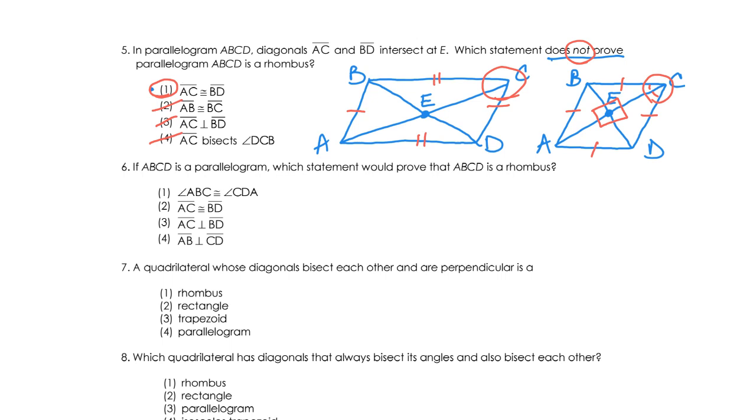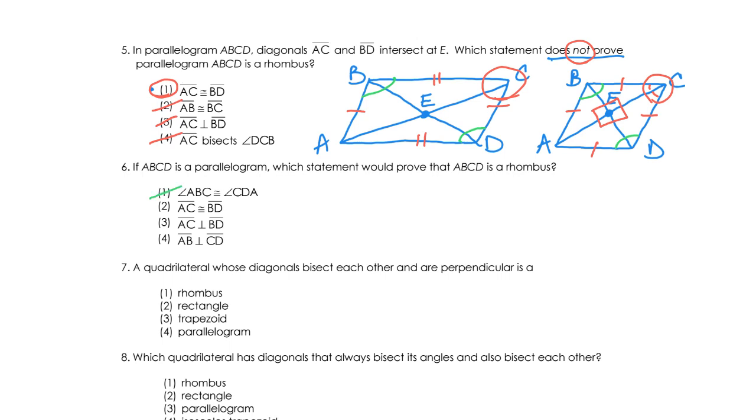Number 6. If ABCD is a parallelogram, which statement would prove that ABCD is a rhombus? So we can keep our same picture from up above. And they're saying angle ABC is congruent to angle CDA. So angle ABC is congruent to angle CDA. That's true in a parallelogram, and that's also true in a rhombus, that those opposite angles are equal. So since both of them have that, that's not the one we're looking for.